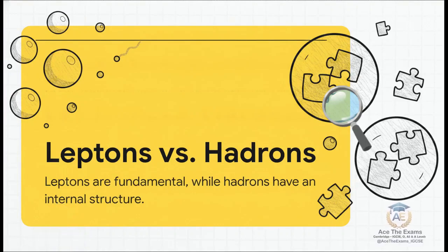Leptons are your true fundamental particles. They have absolutely no internal structure. Electrons and our ghostly neutrinos, they are leptons. They cannot be broken down further.